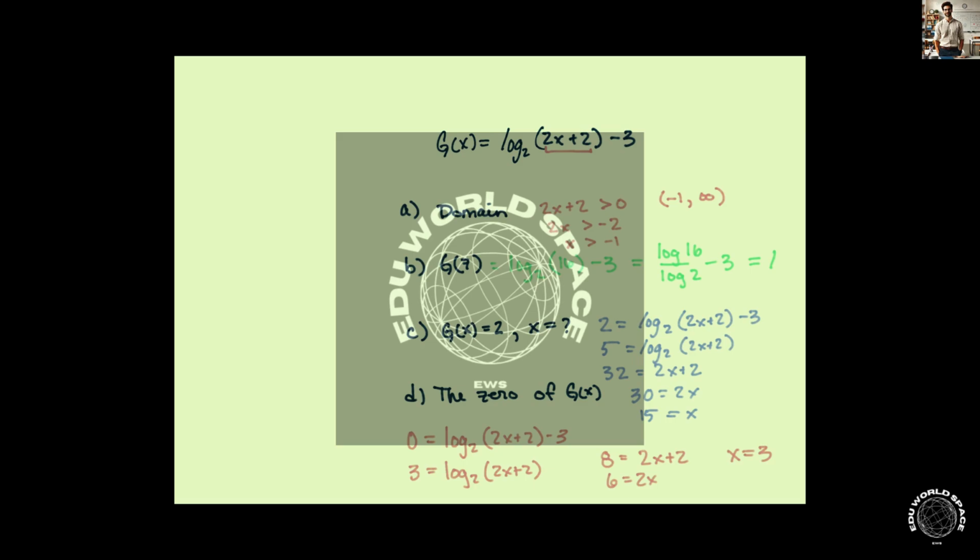So what this means is up here, this means that the point (15, 2) is on the graph. And down here, this means that the point (3, 0) is on the graph.